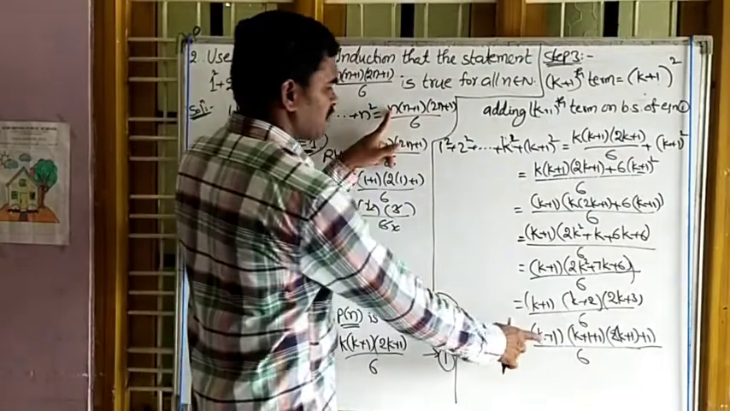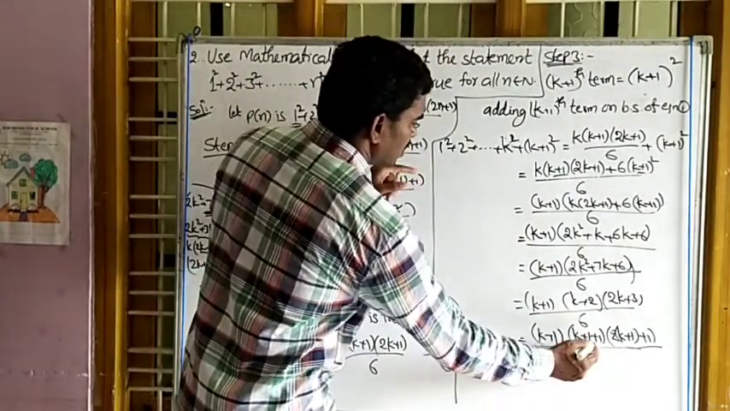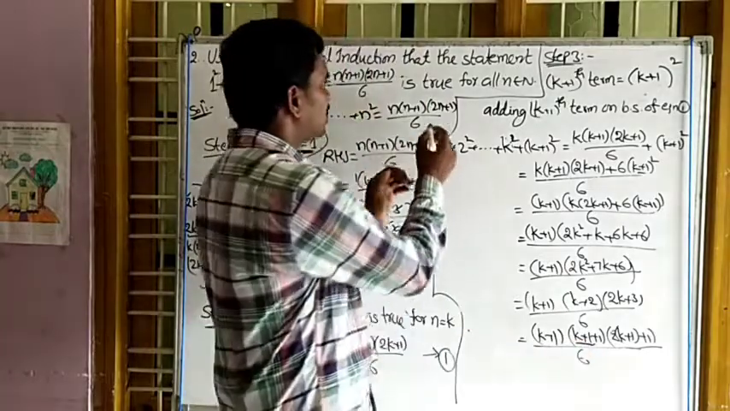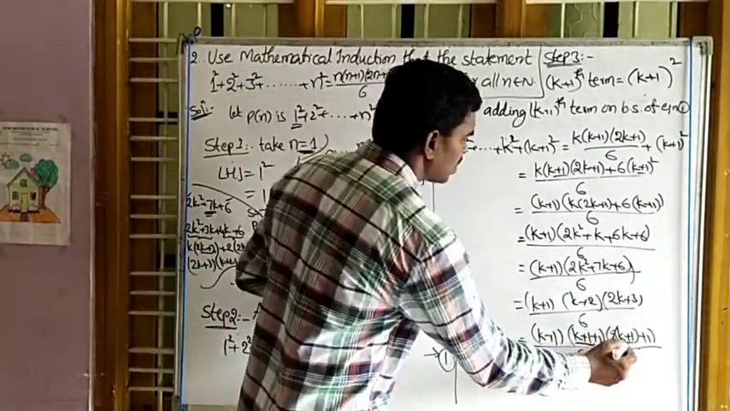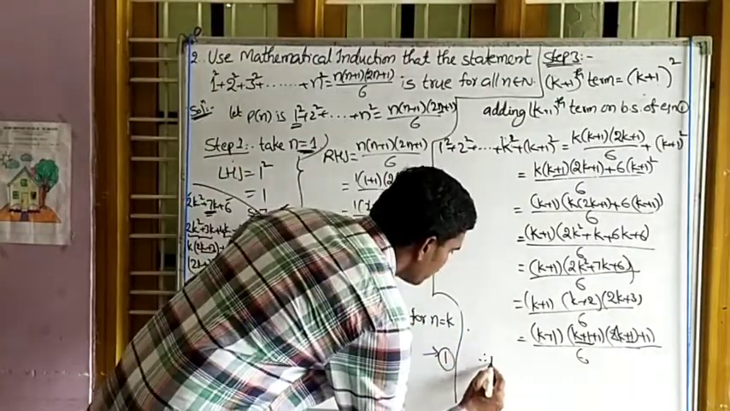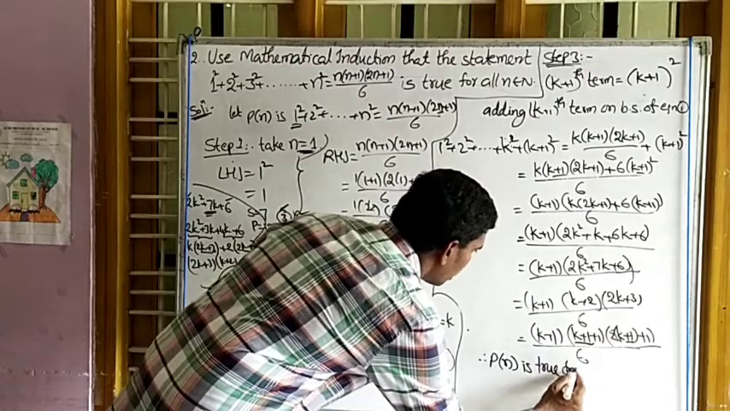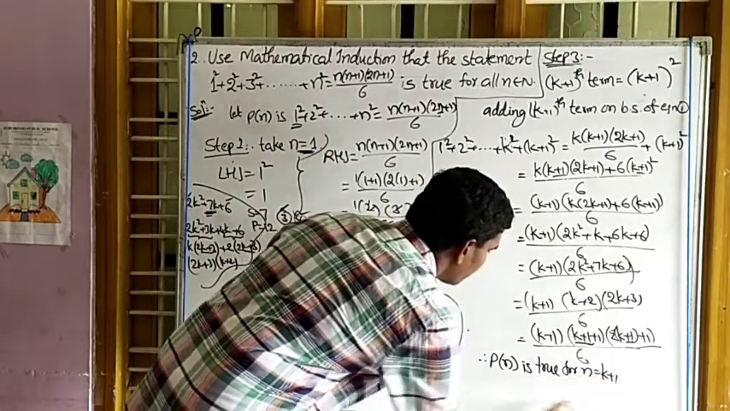In place of n, k plus 1 is there. In place of n, k plus 1 is there. In place of plus 1, plus 1 is there. We have to check whether in place of n, k plus 1 is there or not. Yes, k plus 1 is there. So that means P of n is true for n equal to k plus 1.